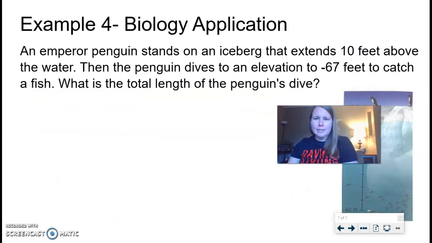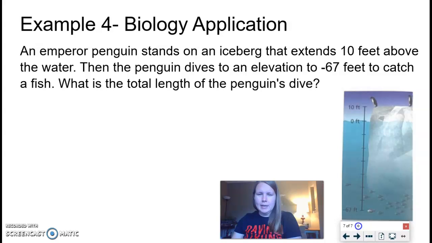All right, so our last problem. In this case, it says I've got a biology application. So here's our real life application. It says an emperor penguin, those are those super tall penguins, stands on an iceberg that extends 10 feet above the water. So here's our little penguin, he's 10 feet above the water. The penguin dives to an elevation of -67 feet to catch the fish. What is the total length of the penguin dive?